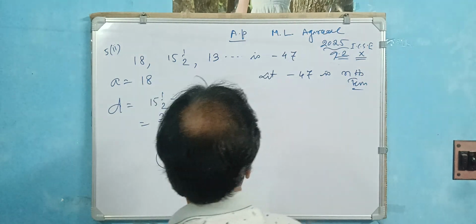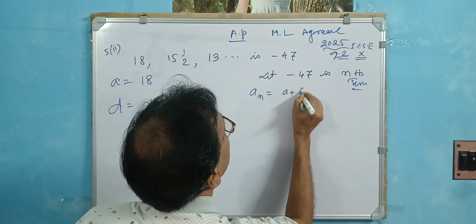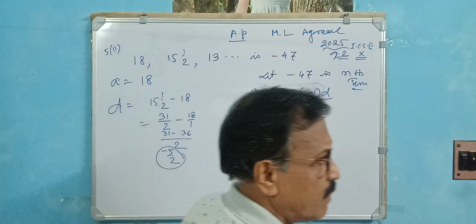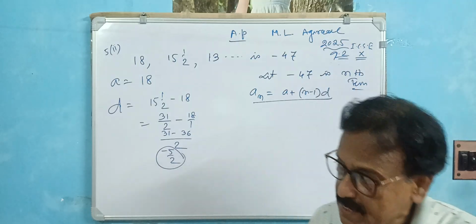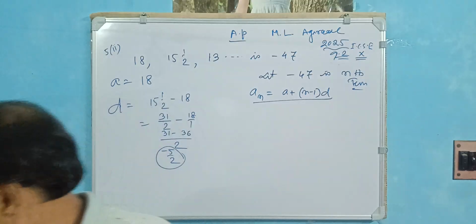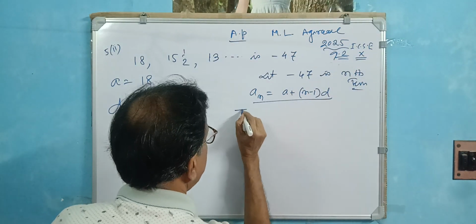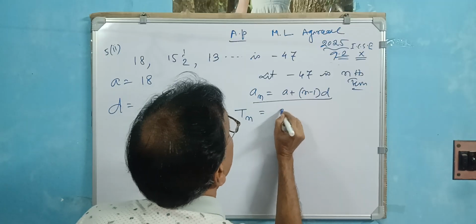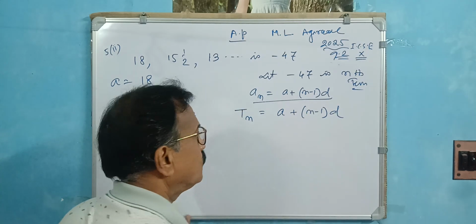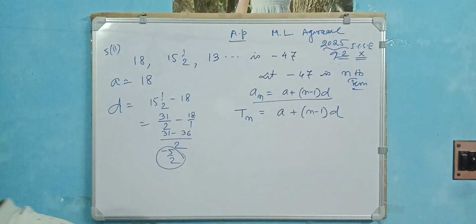Now Tn, the general formula is: An is equal to A plus (n minus 1) into D. Very easy. If you like the sum, if you just understand the process, then each and every sum will be very easy for you. Okay, no problem. So suppose these are n terms. So Tn, what's the value? Tn is equal to A plus (n minus 1) into D. No problem. Same. Clear?